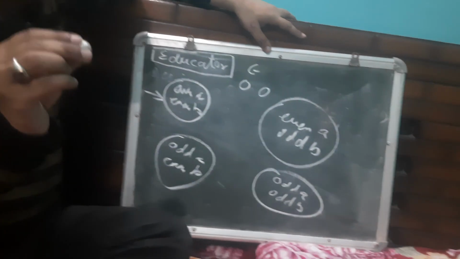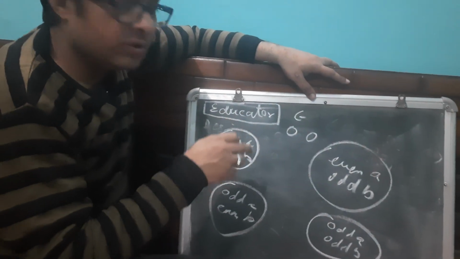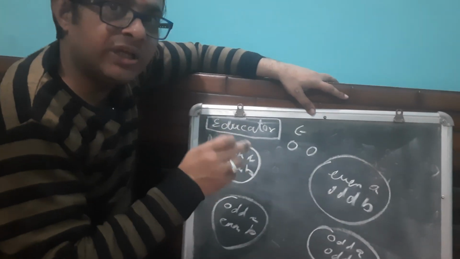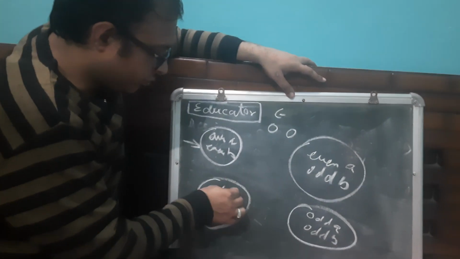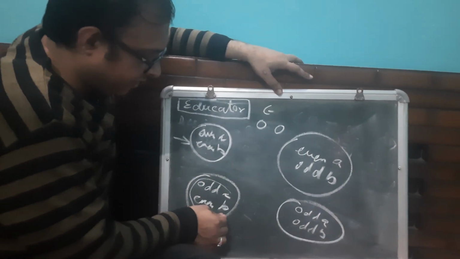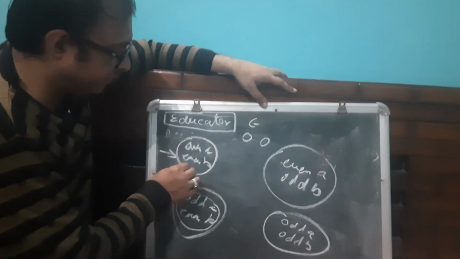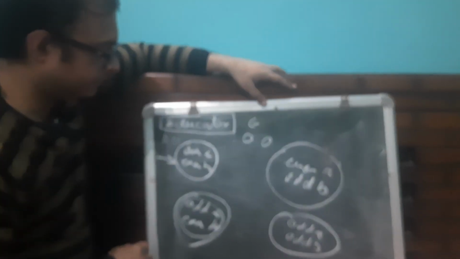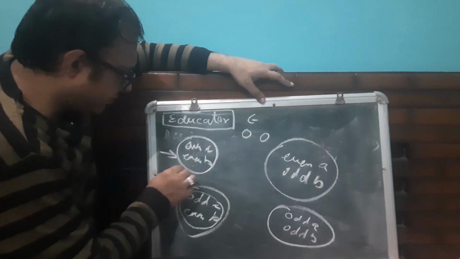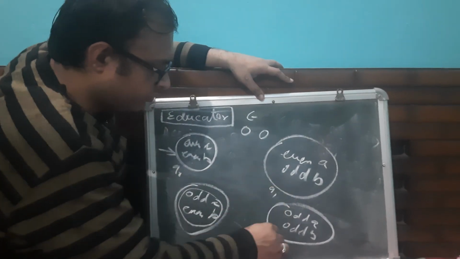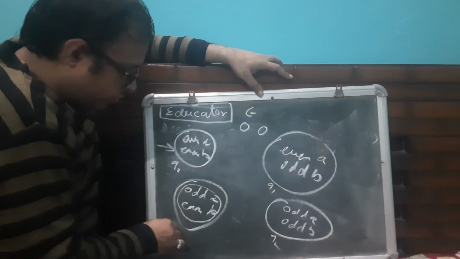Now according to the acceptability, remember the problem: odd number of A's and even number of B's has to be accepted by this DFA. So this would be the final state, which we indicate by a concentric circle, and the arrow pointing towards a state indicates that it is the initial state. Okay, let us number these states as Q0, Q1, Q2, Q3.